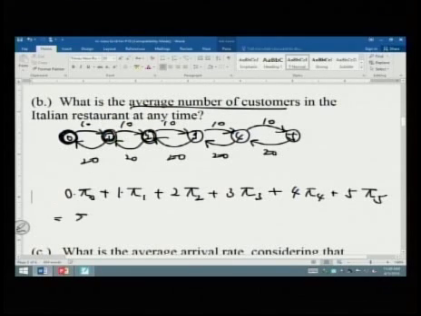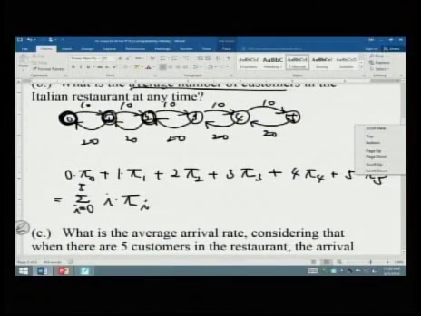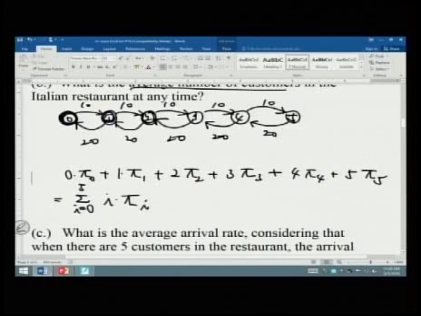Using the summation, it's going to be the sum over i from 0 to 5, right? And then i times pi i. Is that right? And this is represented by L, capital L, okay?